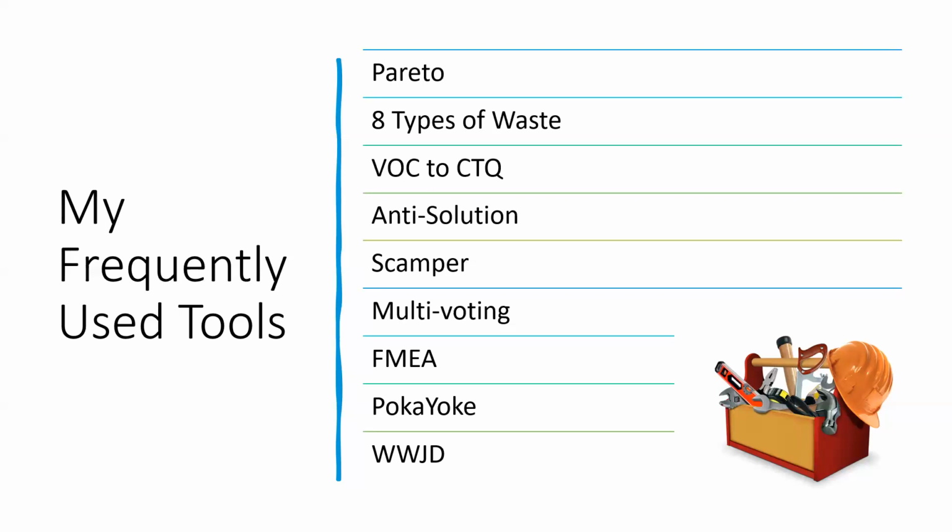FMEA, I like it as well from a risk standpoint. Almost always I would ask myself, what can go wrong? And then if the severity of the failure is high, then I try to have some steps in place to ensure that the failure doesn't occur. And of course, Poka-yoke, one best way to really improve is ask yourself, how can I prevent this error from happening?